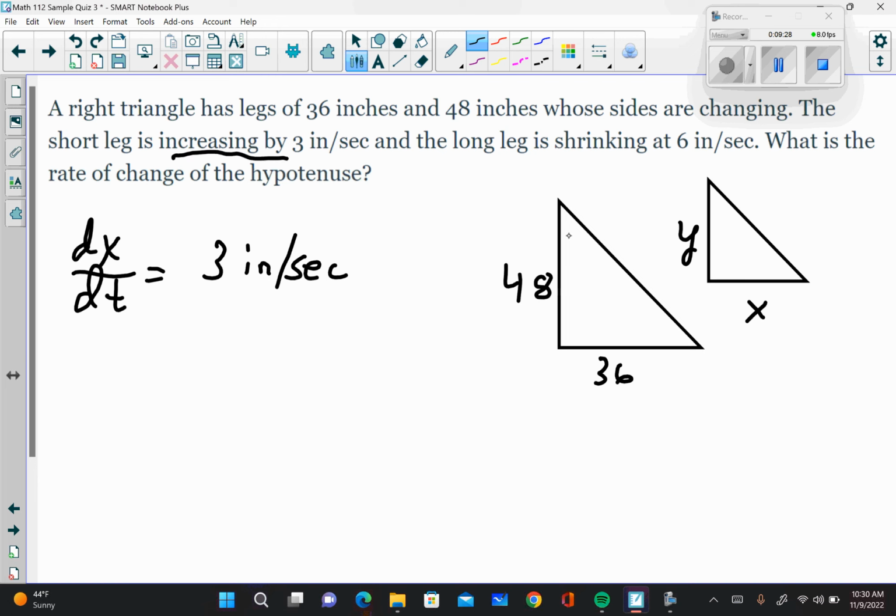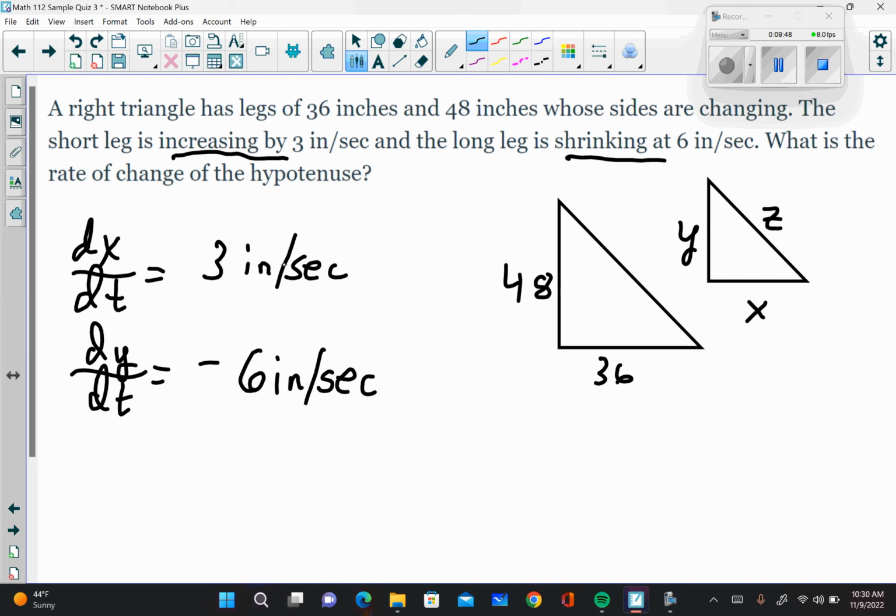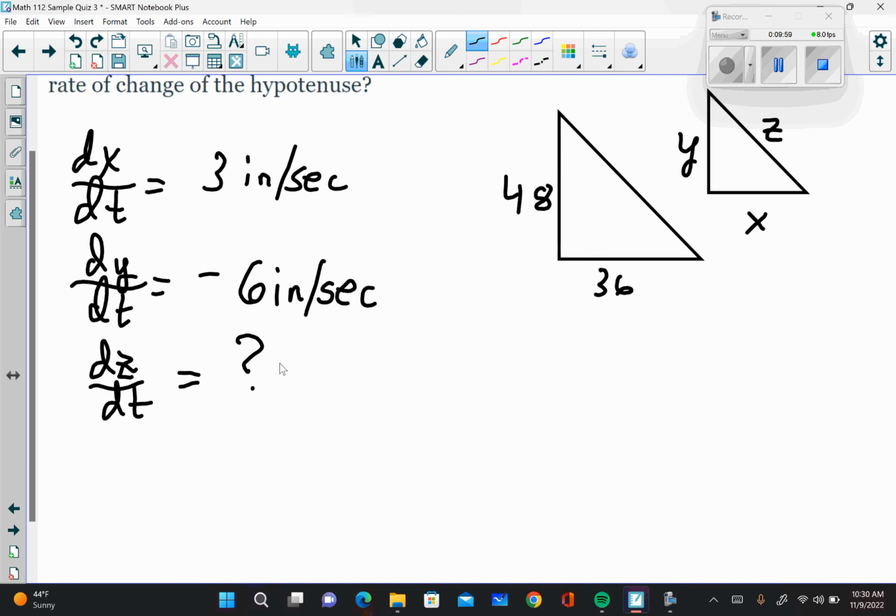The long leg, that's the 48, which is labeled Y, the rate at which that leg is changing with respect to time is 6 inches per second. But that gets a negative because shrinking. The hypotenuse, I'm going to call that Z because the question is, what is the rate of change of the hypotenuse? The derivative of Z, that means the rate at which Z is changing with respect to time, is we don't know. So this time we don't use the area formula. We use the Pythagorean theorem, x squared plus y squared equals z squared.